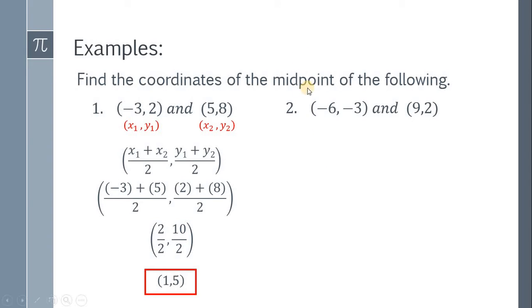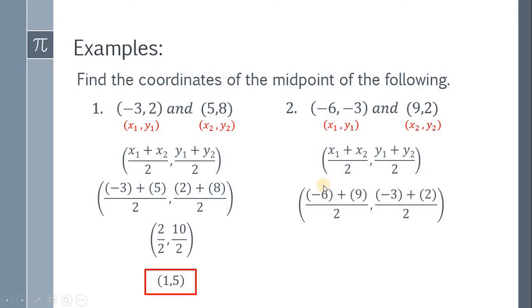Example number 2. Negative 6, 3 and 9, 2. So yung goal natin is mahanap yung coordinates ng midpoint. So we have the solution, x sub 1, y sub 1, and x sub 2, y sub 2. Next, gamitin natin yung formula ng midpoint. X sub 1 plus x sub 2 divided by 2, y sub 1 plus y sub 2 divided by 2.